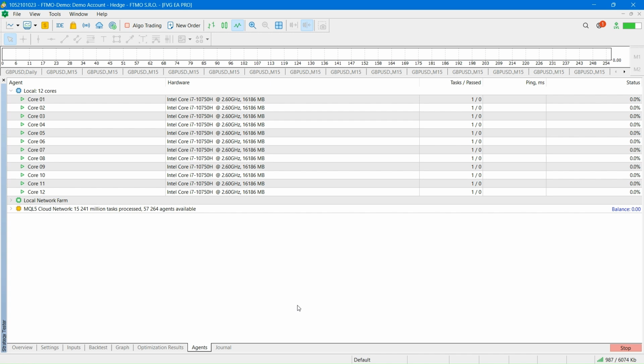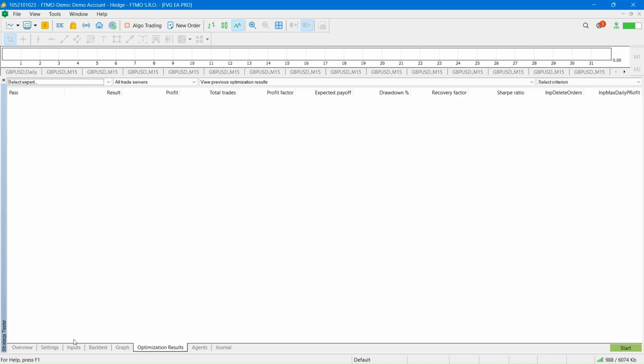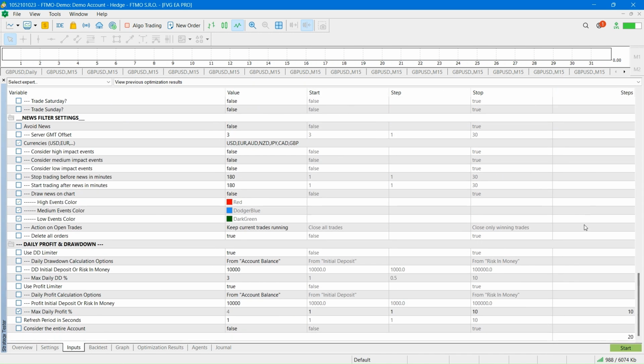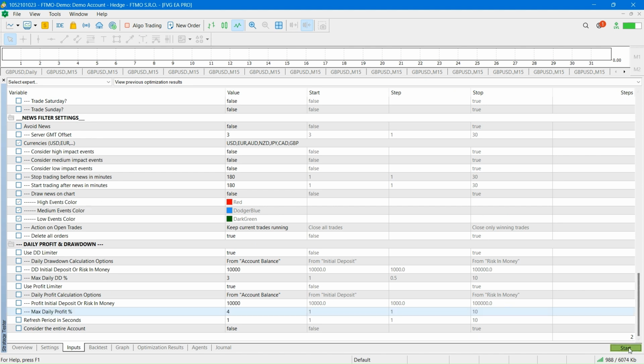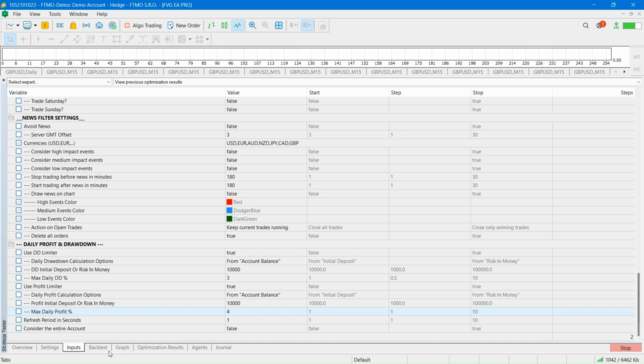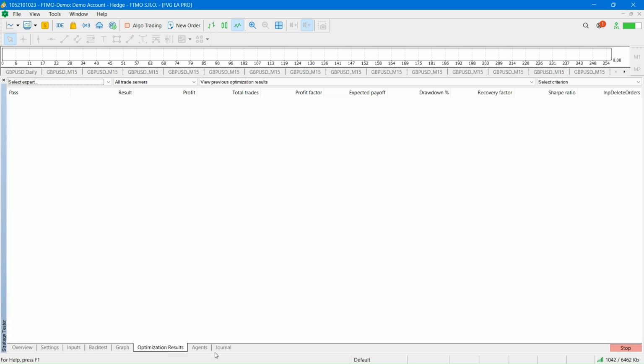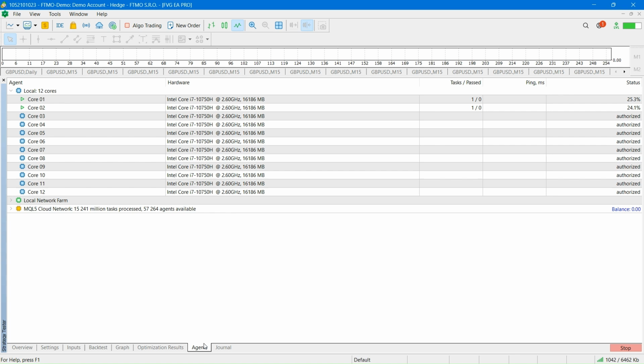Oops, I have multiple tasks. What's happening? What other inputs am I optimizing? I'm still optimizing the daily profit. So here, good. I have two passes. Start. All right. 25%, 56.